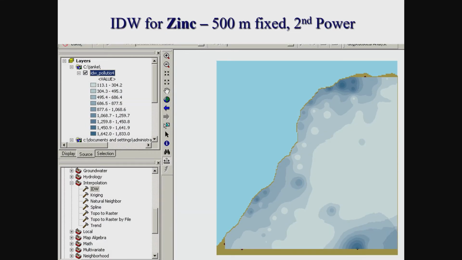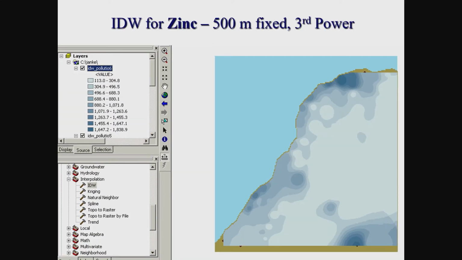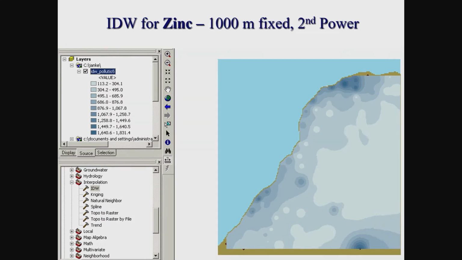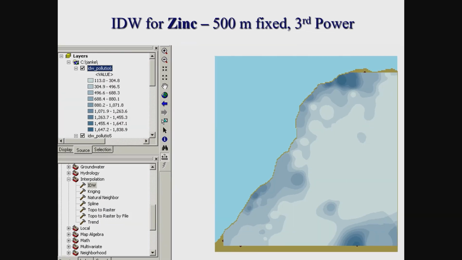Second power versus the third power there. The third power looks less smooth because you're using more points. I mean less points. You're weighting the other points out further.